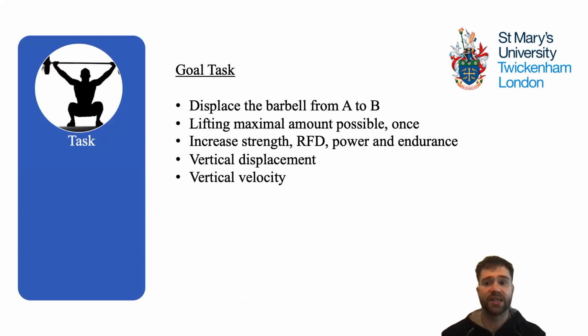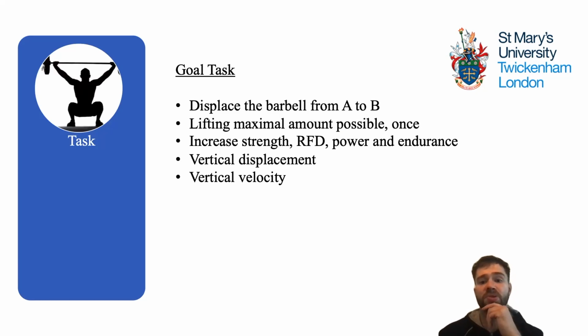So looking at the tasks of Olympic weightlifting. So the goal task is about displacing the barbell from A to B, from the floor to overhead, either in a snatch in one direct movement, or looking at the clean and jerk in two serial skills. We also want to lift as much weight as possible, because in competitive weightlifting, the winner of the contest is the person who can lift the most of the two lifts contested, the snatch and clean and jerk.